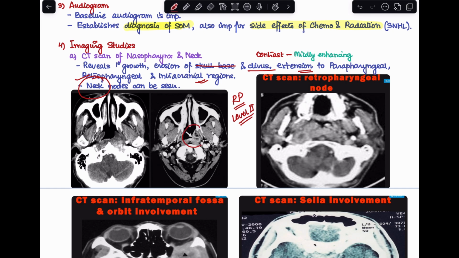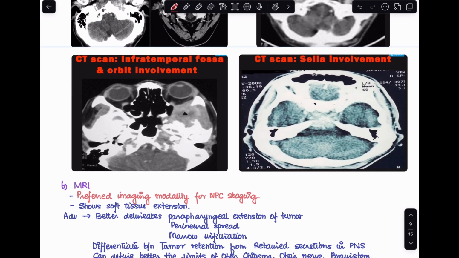If you look at the image here, we can see that this is the nasopharyngeal carcinoma. The second image shows retropharyngeal lymph node involvement. In the third image, we can see that there is orbital involvement along with infratemporal fossa involvement.